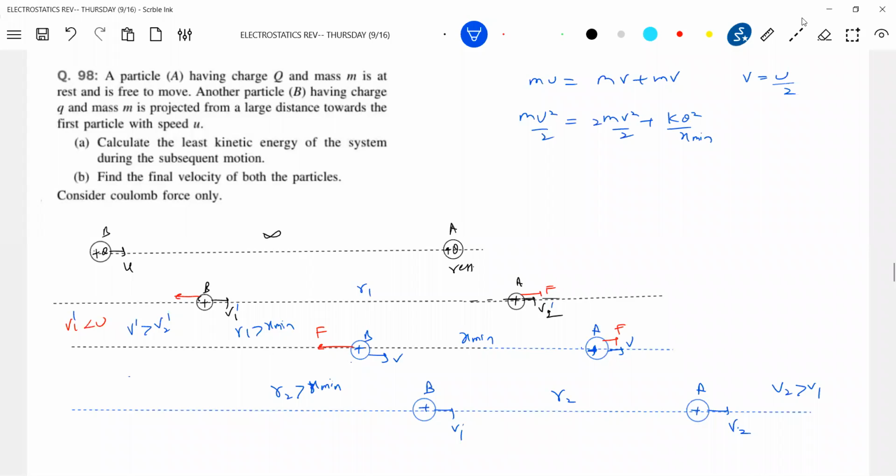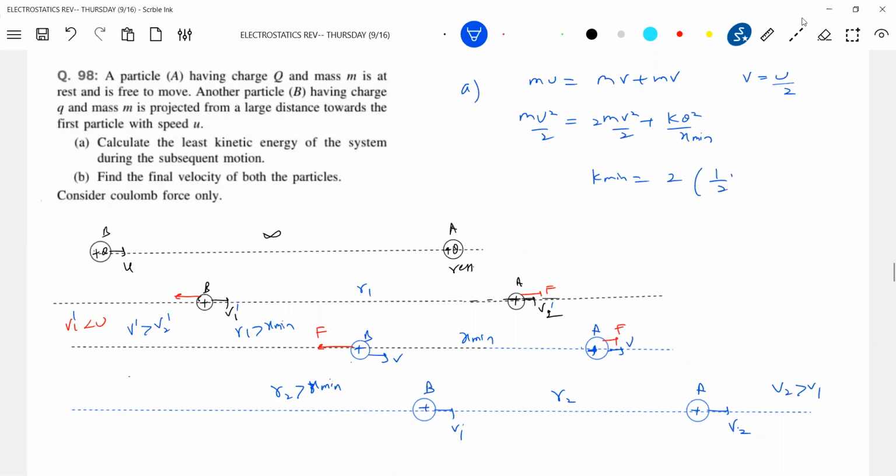Conservation of mechanical energy. Find the final velocity of both the particles. You can get that one. Calculate the least kinetic energy of the system during the subsequent motion. Okay, let's do one thing. x minimum, I got it. There's a part A we are discussing. Part B, I'll get into this one. After getting this, least kinetic energy is this one only.